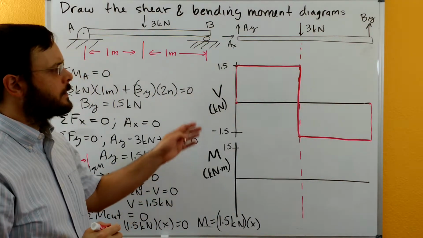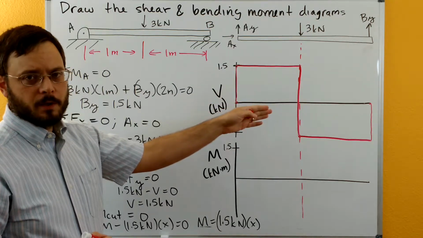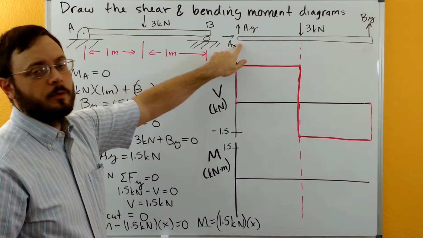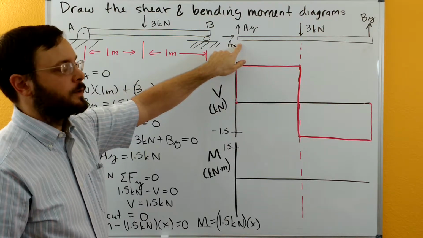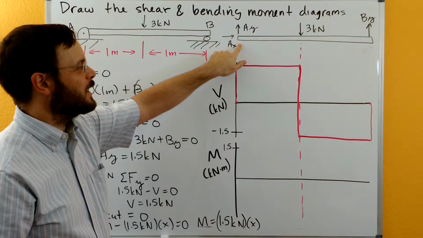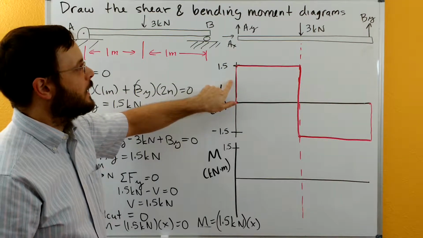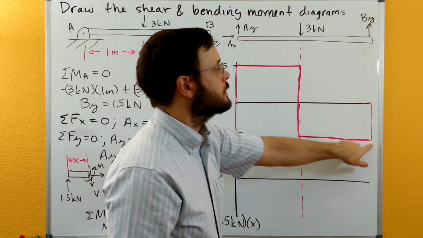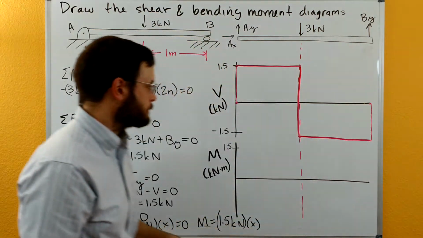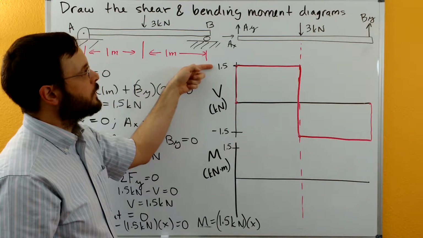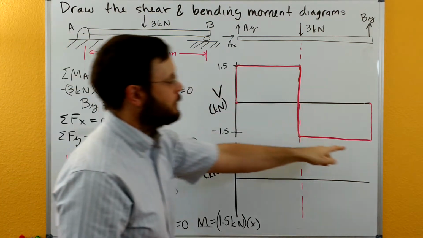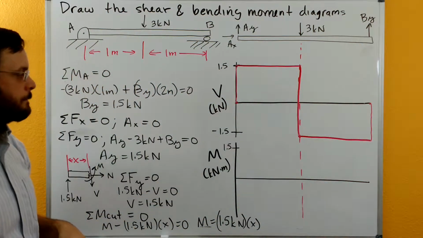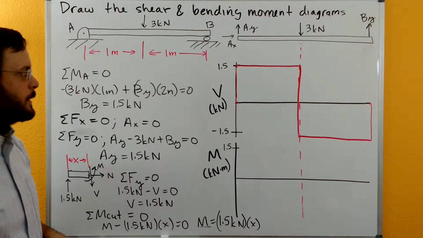So you can think about it as starting from 0 and stopping at 0, or some folks like to think about it as starting from the net reaction at A and then stopping at the net force or reaction at B. So we're starting at 1.5 here because of AY, and then we're ending at the negative of BY over here. Either way of thinking about it is fine. Let's take a look at the moment.